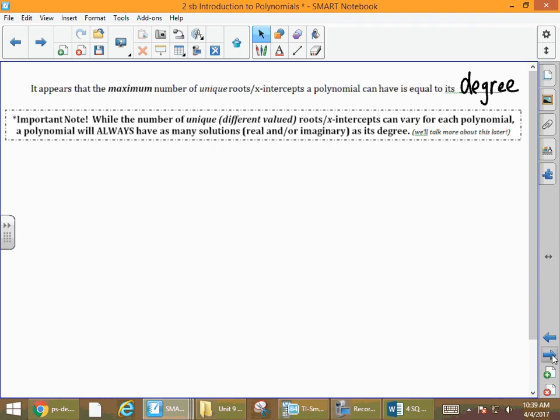And then finally here, just one last note to leave you with today. While the number of unique or different valued roots or x-intercepts varies for each polynomial, a polynomial will always have as many solutions as its degree. The thing is, the solutions can be real, but the solutions can also be imaginary. And we're going to be exploring that throughout our time of polynomials, which is going to be really for the rest of the school year for the most part.